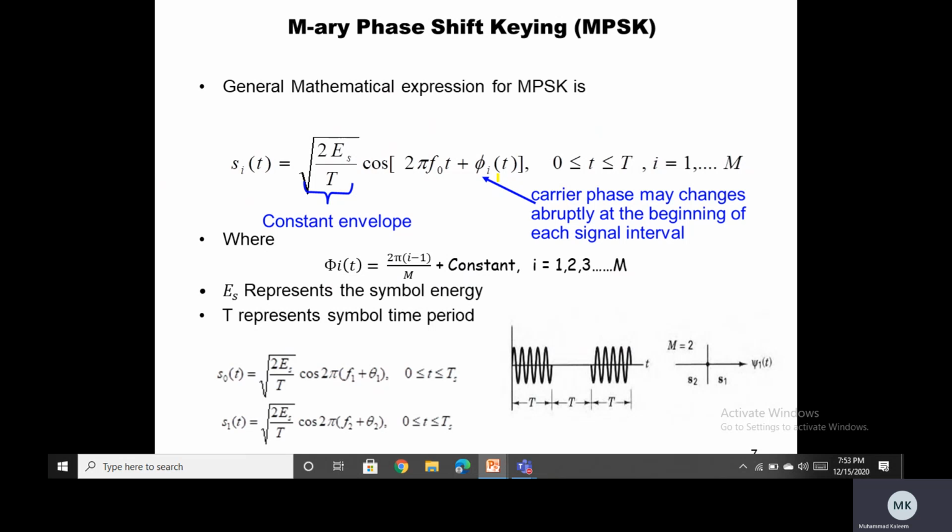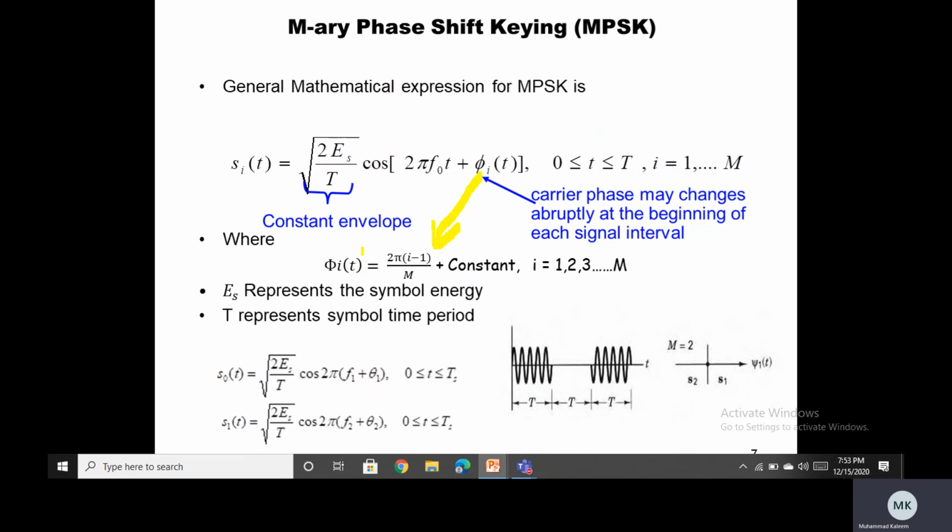So phi_i(t) is the carrier phase, which may change abruptly at the beginning of each symbol interval. So that represents a constant envelope, and that's why the threshold level in MPSK is always 0. We keep it 0. So phi_i(t) can be expressed as the phase shift between two symbols.